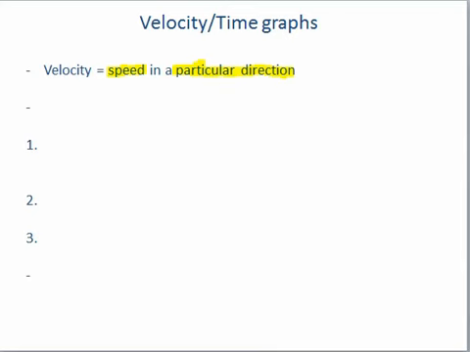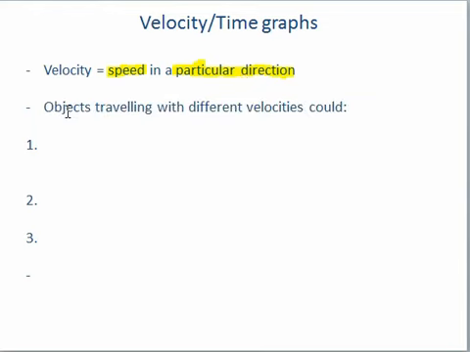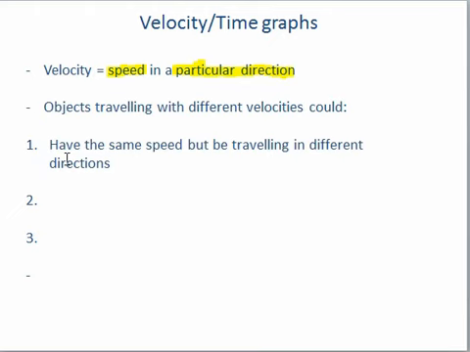So when we're thinking about velocity, there's slight differences to speed. So objects traveling with different velocities could have the same speed, so they could be traveling at the same speed, but in different directions. For example, you've got two lanes on a motorway. You could have two cars traveling at 70 miles per hour, but one may be traveling northwards and one may be traveling southwards. And so they would have different velocities, but the same speed.